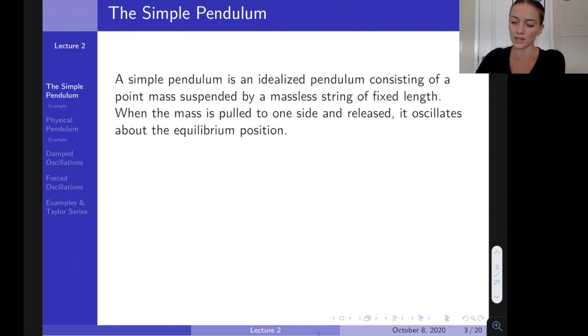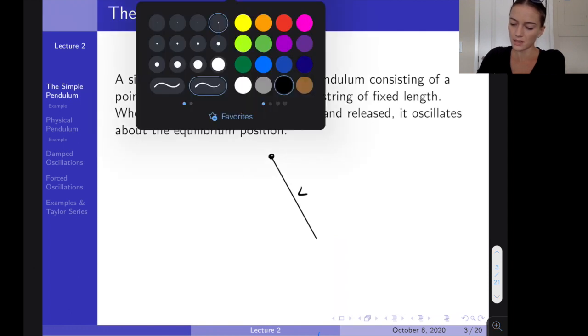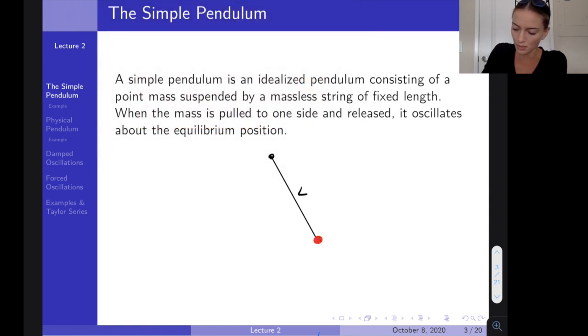In a simple pendulum, we just have a massless string of length L, and it's nailed in somewhere up there, so it's pivoting about that point, and then we have a little point mass at the bottom here. For a simple pendulum, we're just going to move our little mass to the side like this, and then let it swing back and forth. So does a simple pendulum exhibit simple harmonic motion? Let's find out.